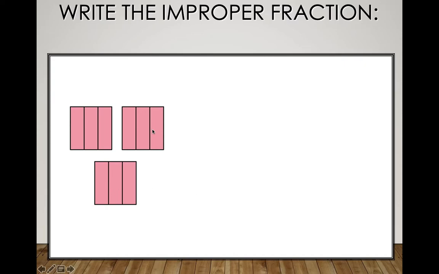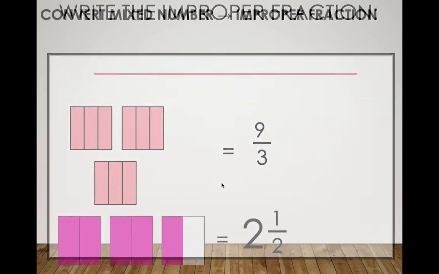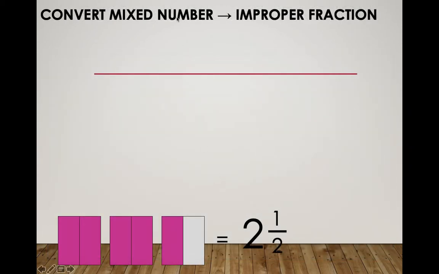Okay, this one, we have 3 wholes, and each whole is divided into 3 pieces, so that's 9/3. Okay, so now we're going to convert mixed numbers to improper fractions.